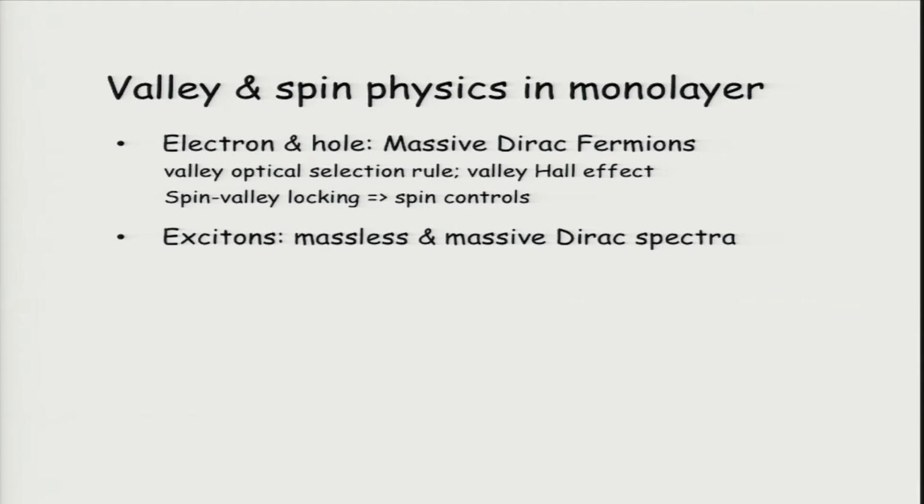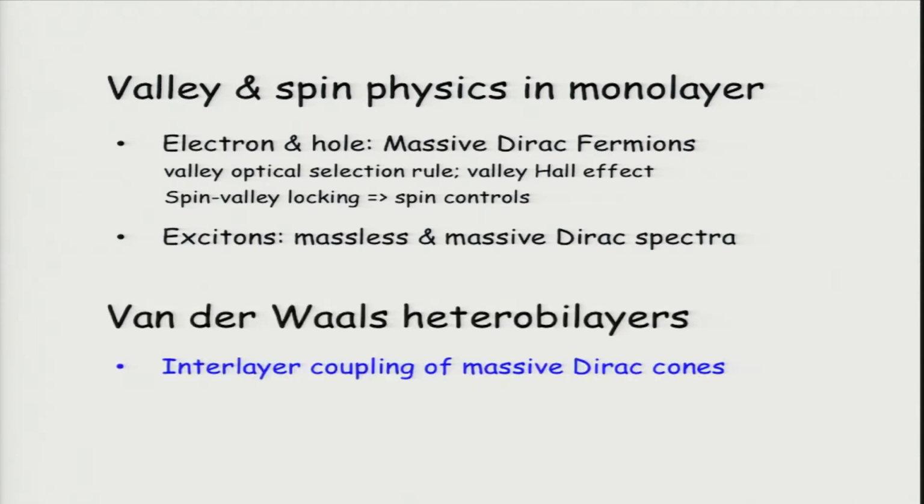And the key is that electron and hole are now described by massive Dirac fermions. And also excitons, they have a Dirac spectrum for a separate reason, which is due to the Coulomb interaction from the electron-hole constituents. So now I will go to the van der Waals heterostructures. That is when you stack different monolayers on top of each other. And the interesting thing arises when you have interlayer coupling of these massive Dirac cones of the carriers.